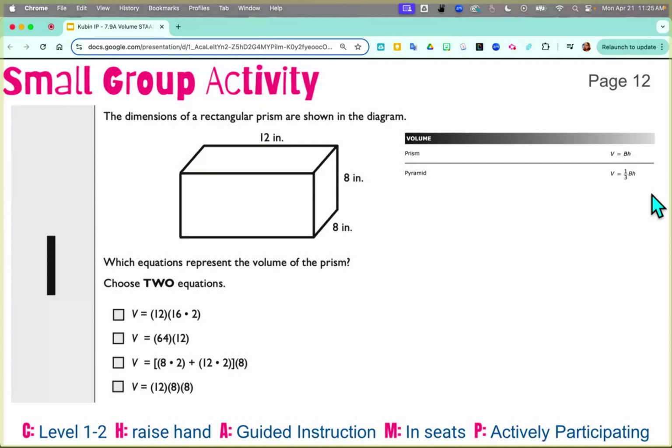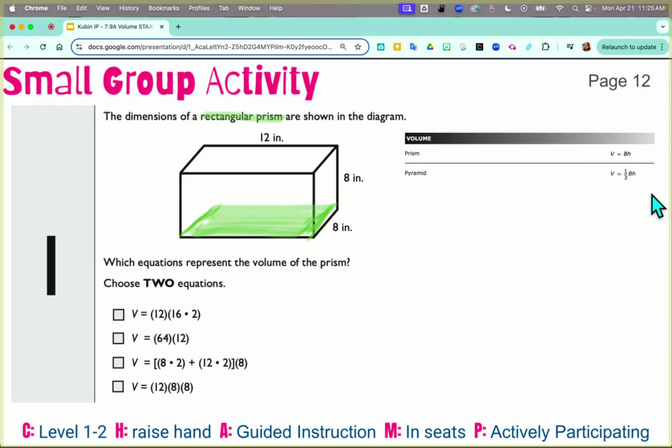Question 1 says, the dimensions of a rectangular prism are shown in the diagram. Which equations represent the volume of the prism? Choose 2 equations. First, I'm going to highlight some vocabulary words because the vocabulary gives you the how-to, what you have to do. Rectangular prism means that the base of the shape is a rectangle.